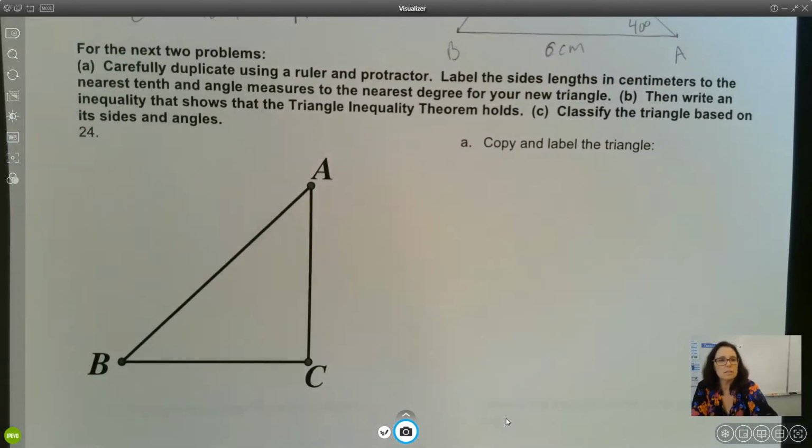Copying, duplicating. Copying using a ruler and a protractor. Label the sides and the lengths in centimeters to the nearest tenth, and angle measures to the nearest degree. We're not going to do the inequality because we've skipped that. Then we're going to classify it based on its sides and angles. So we're basically just duplicating this thing.